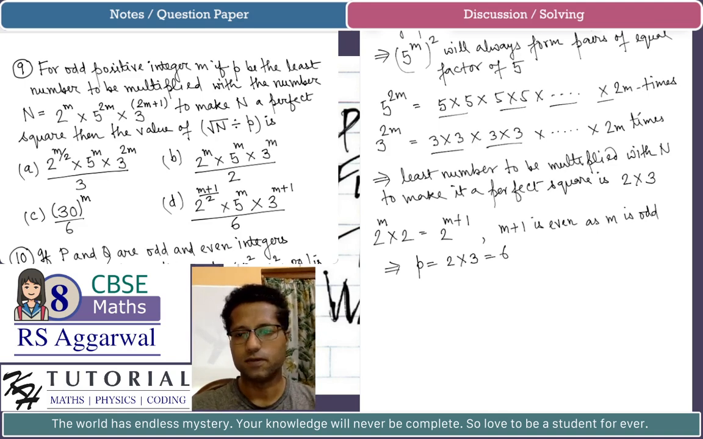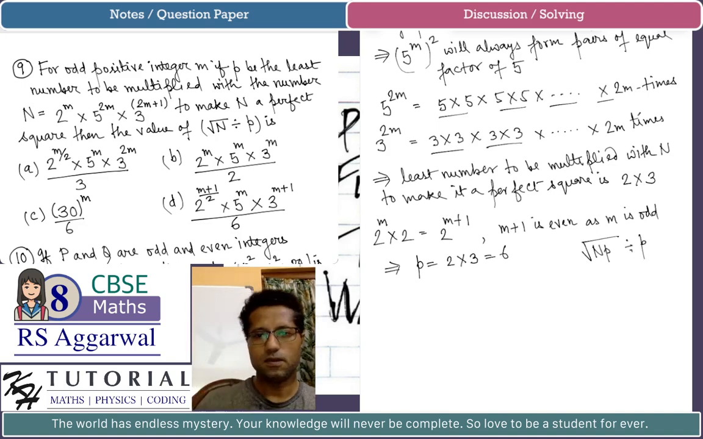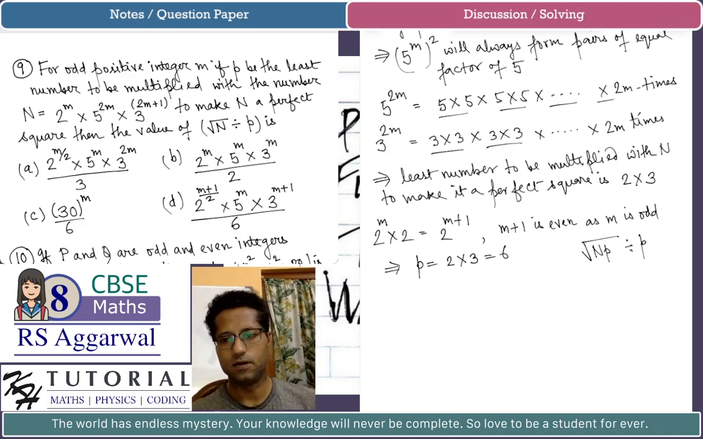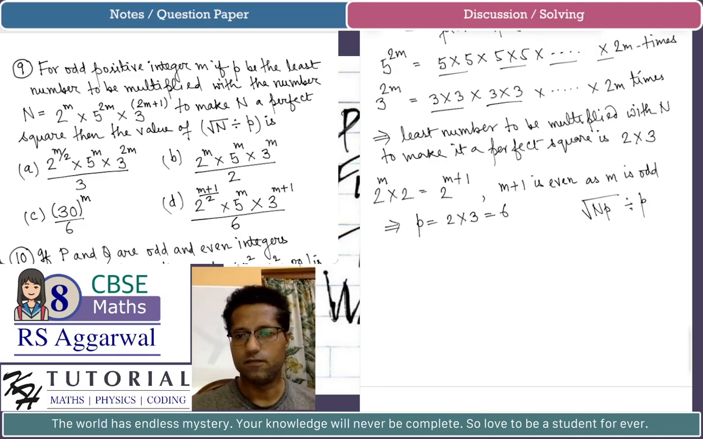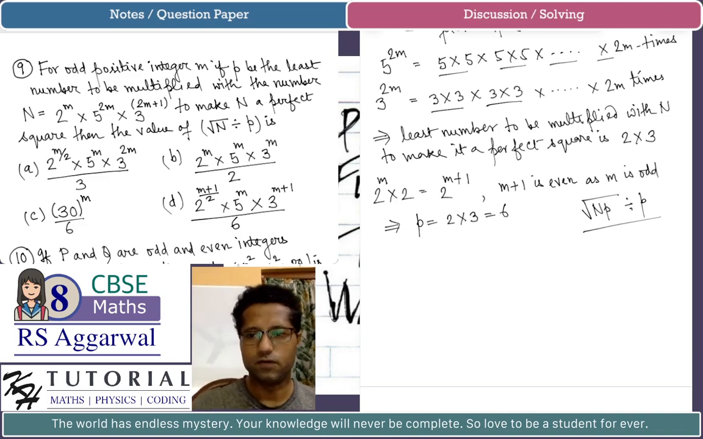It is not a perfect square. So I think the problem should be to find the value of square root of np and then divided by p, because when we multiply p with the number n, then it becomes a perfect square. Then we can find the square root. So let's see if this is what we need to find the value of. Now what will np be?